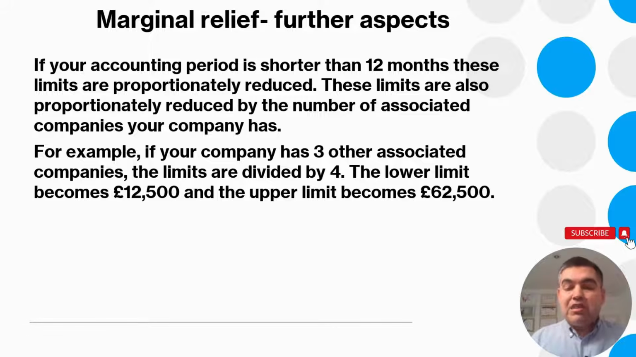If the company's accounting period is shorter than 12 months, these limits are scaled down. These limits are also scaled down by the number of associated companies the company has. For example, if a company has 3 associated companies, the limits are divided by 4. So the lower limit becomes 12,500, which means 50,000 divided by 4, and the upper limit becomes 62,500, which means 250,000 divided by 4.